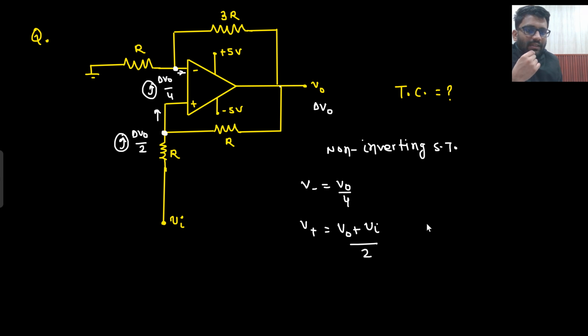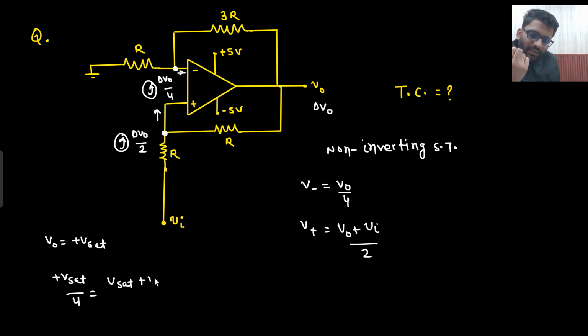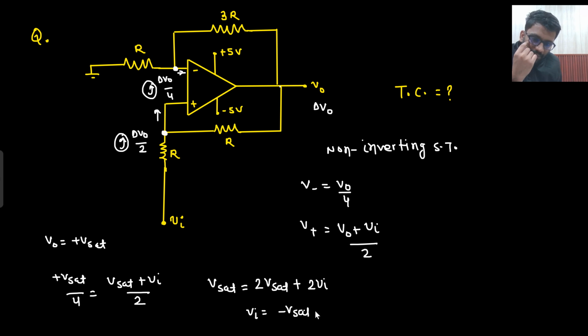Next, what is the task? Assume plus V set and minus V set. So first, what am I assuming? V naught to be plus V set. So what will I get? Plus V set by 4 equals V set plus V in by 2. So V set equals V set by 4 plus V set plus V in by 2. So 2 V set plus 2 V in. So V in is equal to minus V set by 2.